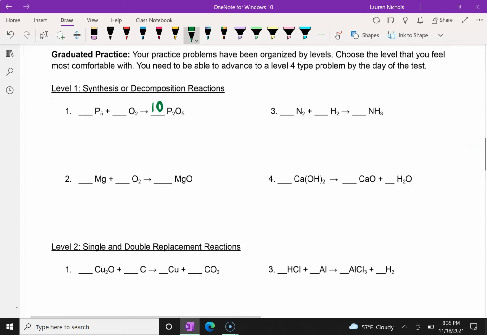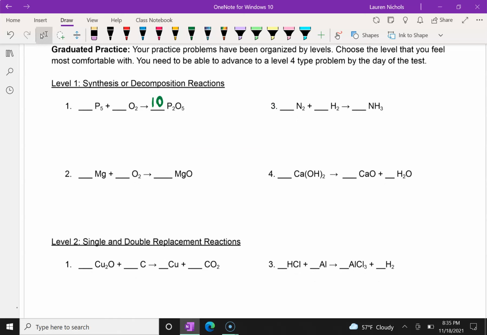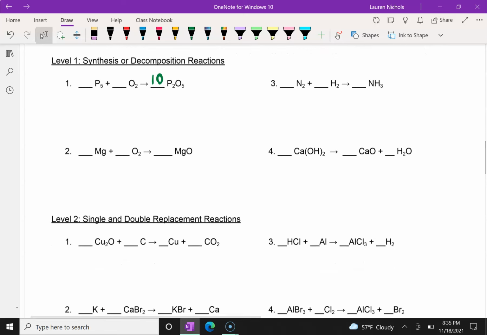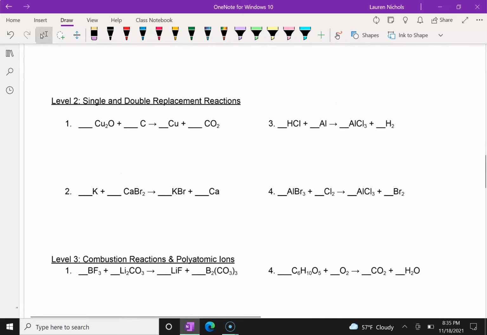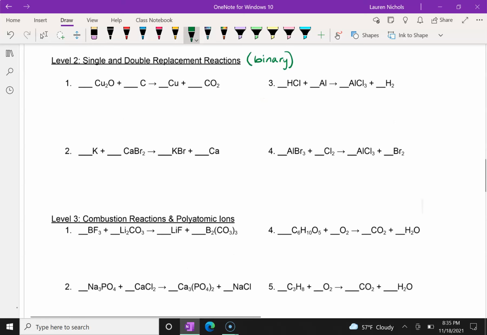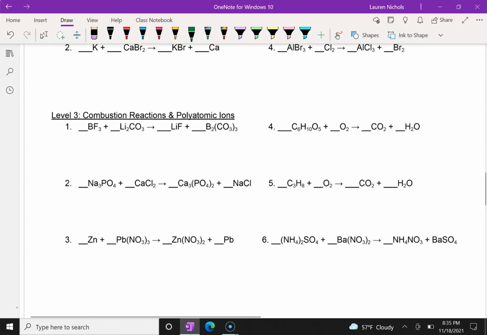So what you can do is pick what level you feel the most comfortable at. Level 1, you're looking at synthesis or decomposition reactions. Level 2, you're looking at single and double replacement reactions. But notice these are all binary compounds. All of the compounds are binary. You don't have any polyatomic ions. Level 3 is going to be your combustion, which was example number 2, or ones that have polyatomic ions.